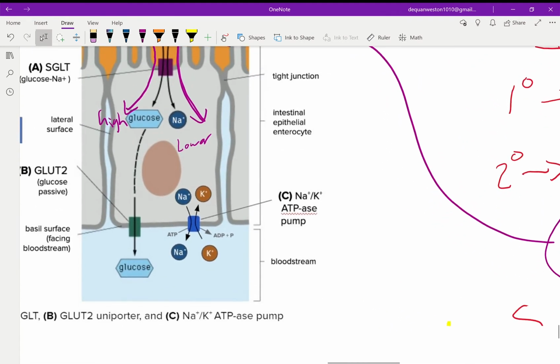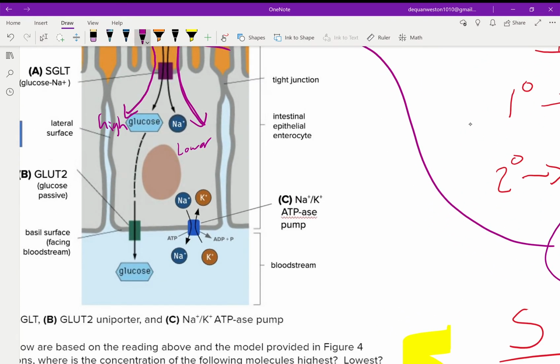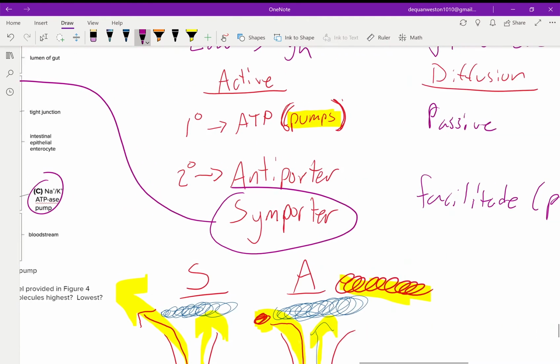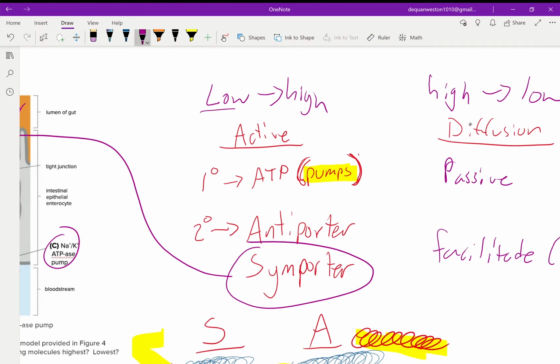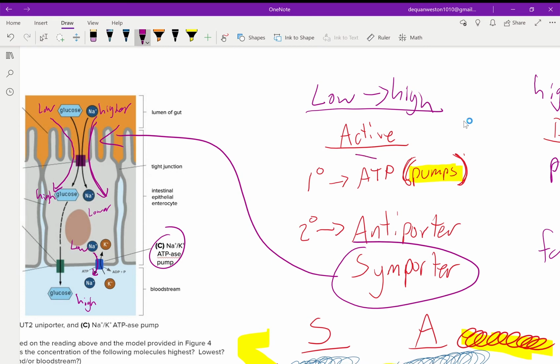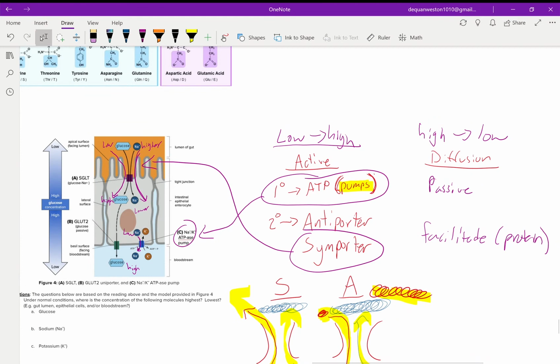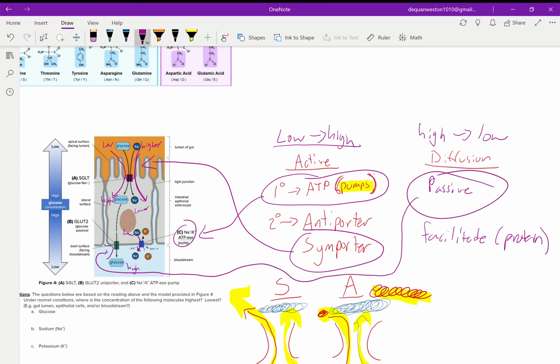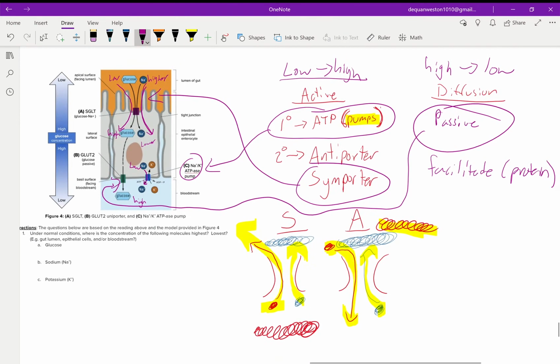Okay, cool. So now we got the ATPase pump, which is pumping sodium from a low concentration to a high concentration. Because remember, this pump, if we go over here, is low to high. And what we're seeing here is this one. And then over here, this passive is what we see here.